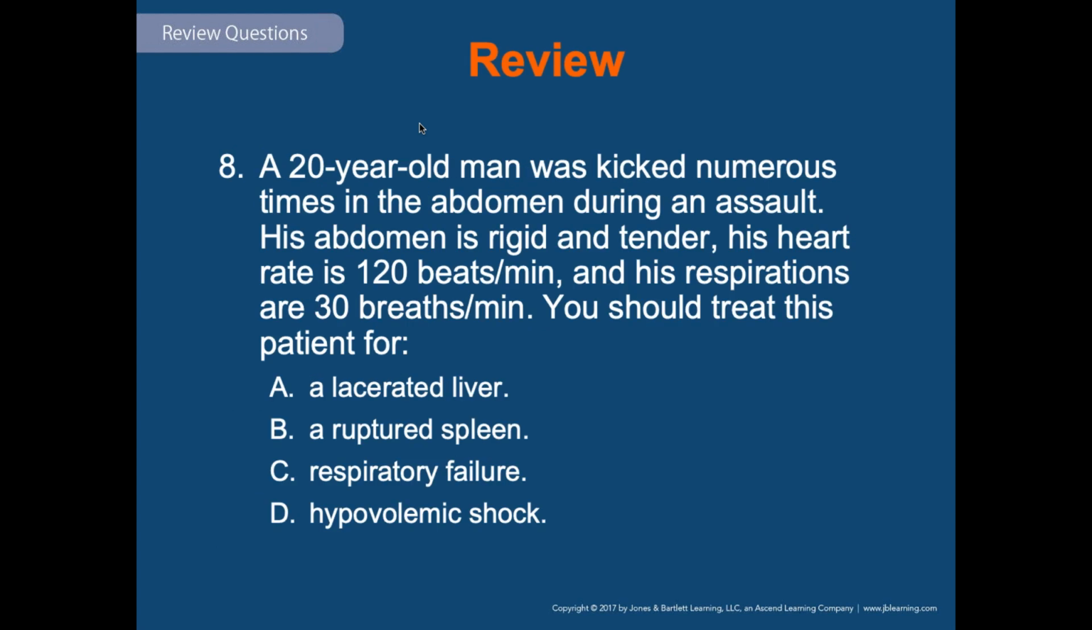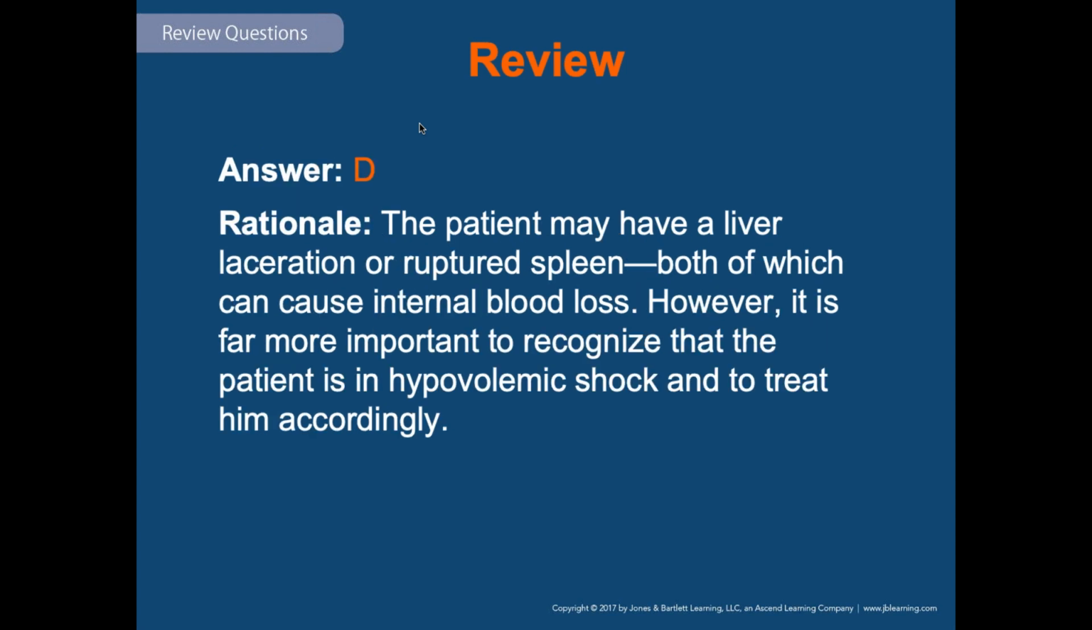All right, number 8. A 20-year-old man was kicked numerous times in the abdomen during an assault. His abdomen is rigid and tender. His heart rate is 120, respiratory rate of 30. You should treat this patient for what? The answer is D, hypovolemic shock.